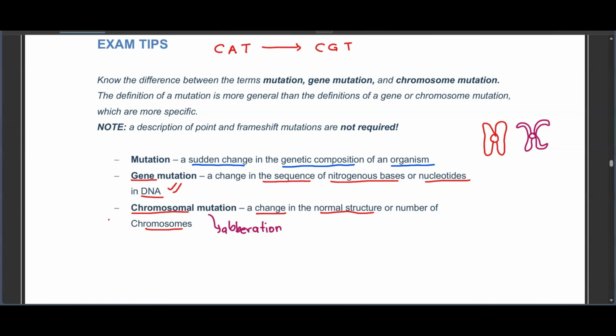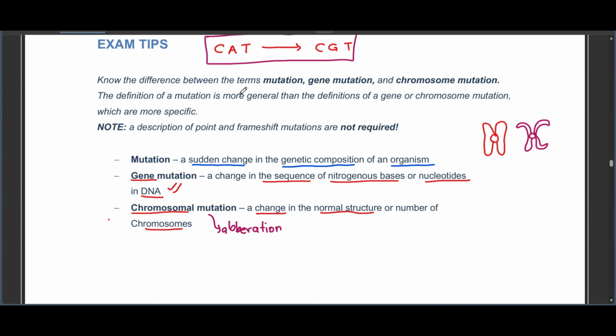But mutations are all about a sudden change in the genetic composition. If it's a gene mutation, there is a change in the sequence of the nitrogenous bases. For example, when the DNA base triplet CAT changes to CGT. We talked about gene mutations in term 1 already. But in chromosomal mutation, it can happen that your chromosome can just change its structure from being a normal structure to being something else that is not so normal.